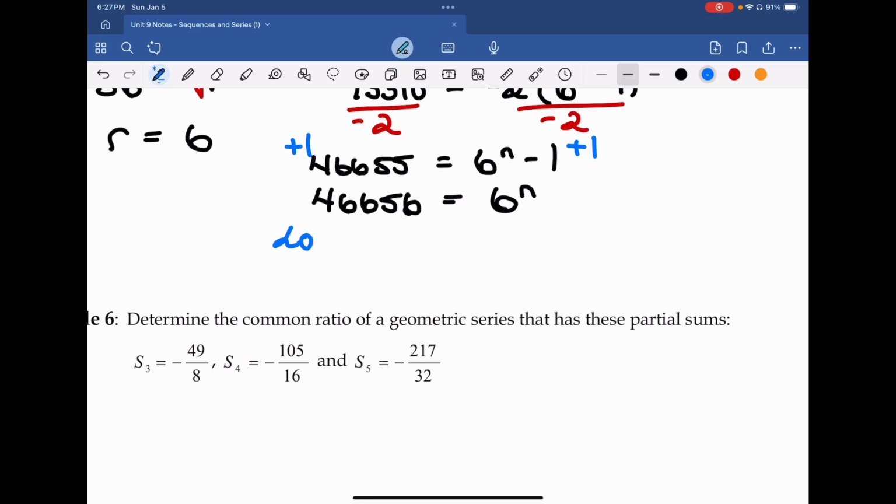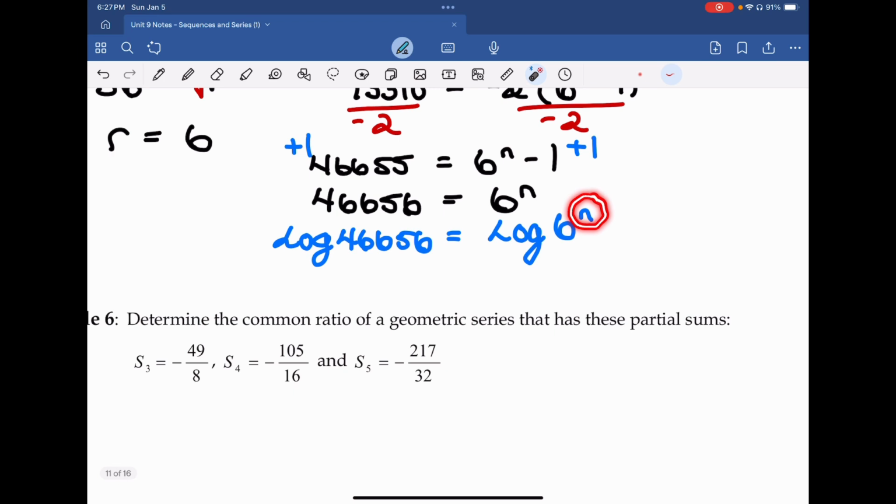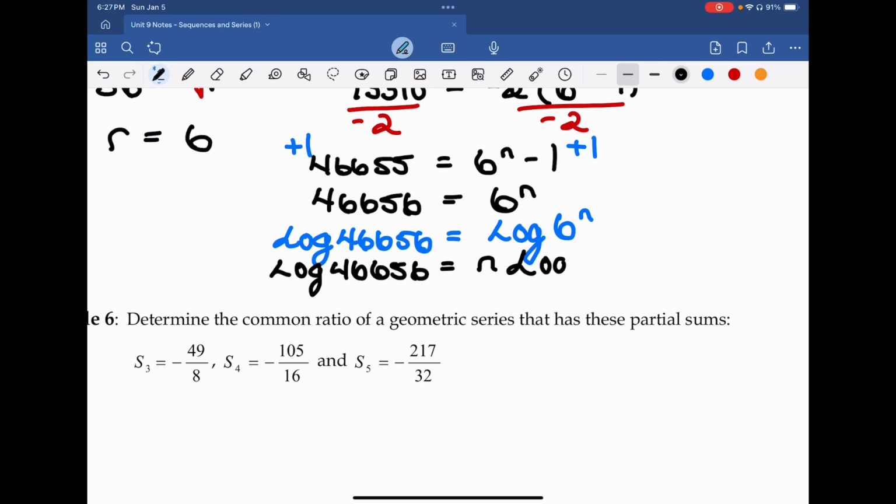Now, here's what it looks like. Once you have your terms on the left and just the exponent term on the right, we can write this as log of 46,656, which is equal to log of 6^n. And then once we write it like this, I'm going to drop that n to the coefficient of the log. When we write logs on both sides, I can drop this n to here. So I'm going to write this as log of 46,656 equals n times log of 6.